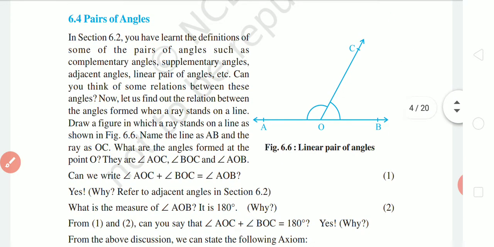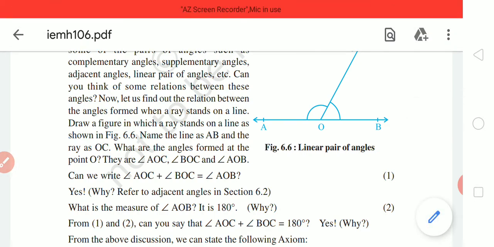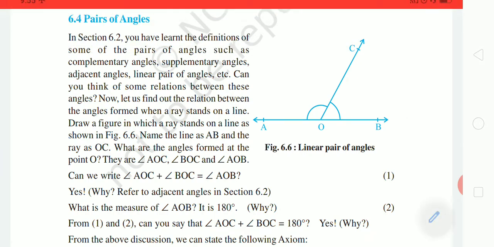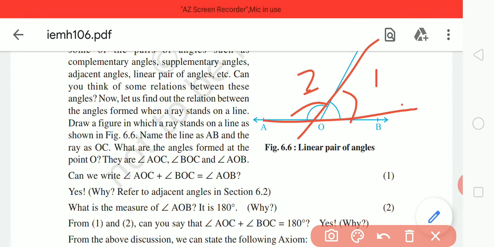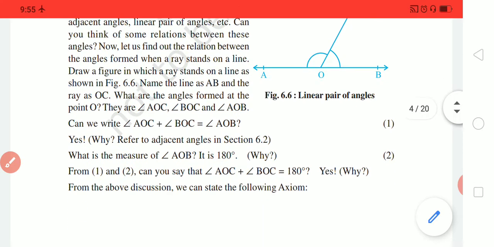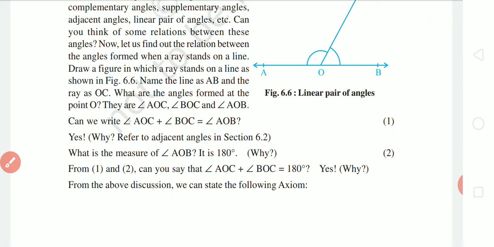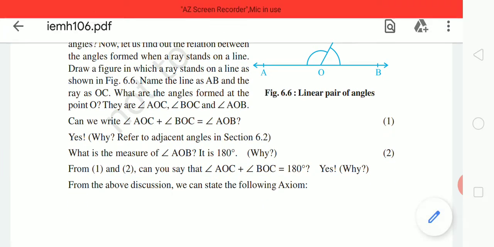And now pair of angles. So pair of angles is the same thing, that is, if angle 1 and 2 are drawn on the same line with this ray, these are a pair of angles, right? So their sum will be 180 degree, because AB is the line segment, and it is a straight angle.